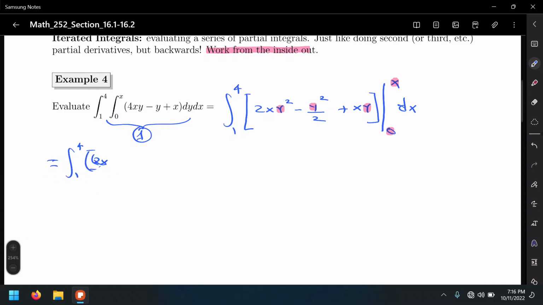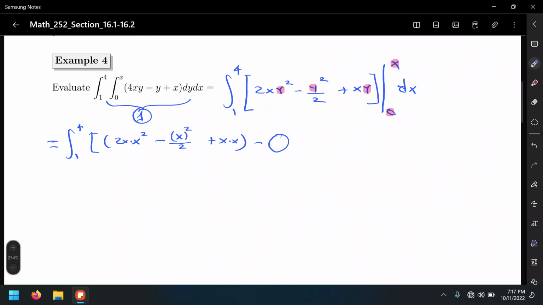So that's going to be 2x times x squared minus x squared over 2 plus x times x. Now, the good news is this lower limit is 0. Do we agree that if we plug in 0 here, 0 there, and 0 on the last term, everything is going to get zeroed out? So it's valid to just say minus big 0. It's all right on the exam or anything. This move is valid.